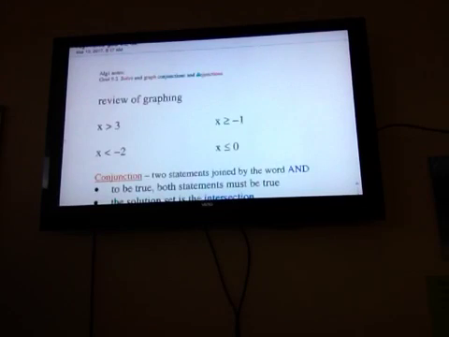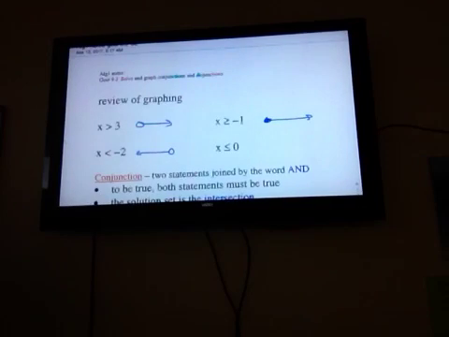X is greater than 3 would be an open circle going to the right. Greater than or equal to -1 would be a closed circle going to the right. Less than -2, open circle to the left. Less than or equal to 0, closed circle to the left. So let's make sure we can distinguish between open and closed circles.